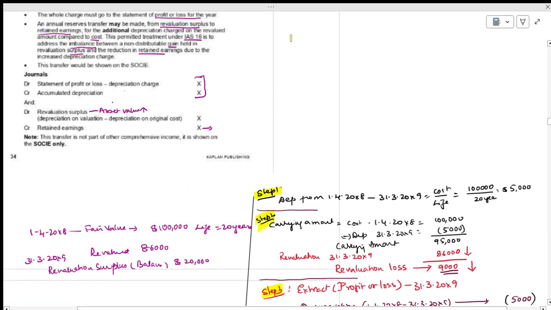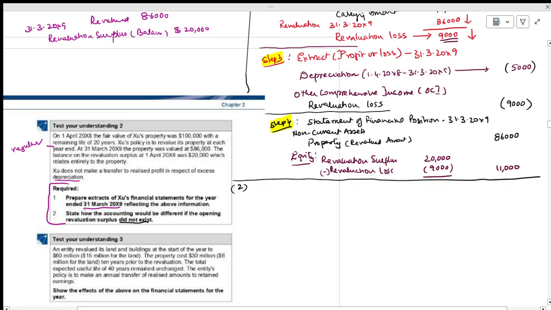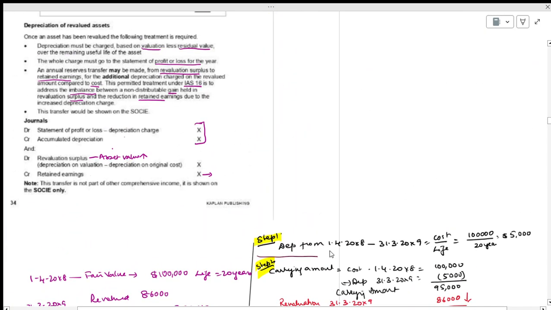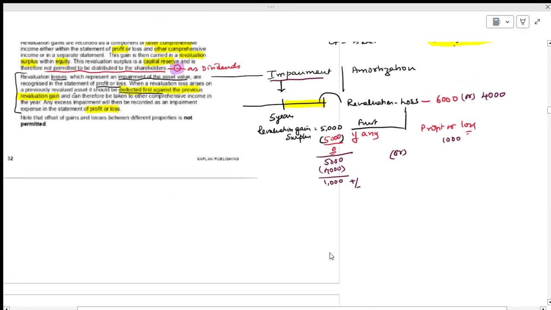Now, what are they saying? This is with respect to part 1. What rule do they say? If the opening balance is not there, where are we going to show it? If the opening balance is not there, what does the rule say? Go back to the rule. It is there somewhere.